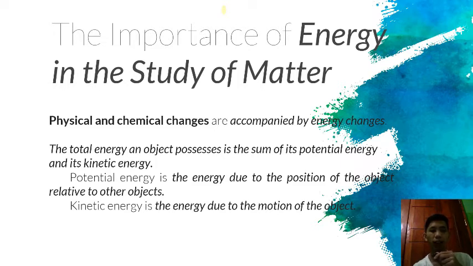Take note that the total energy an object possesses is the sum of its potential energy and its kinetic energy. So we define potential energy as the energy due to the position of the object relative to other objects. Kinetic energy is the energy due to the motion of the object.